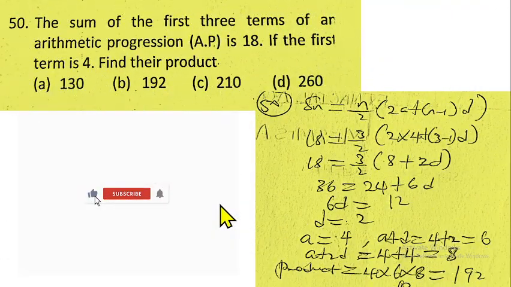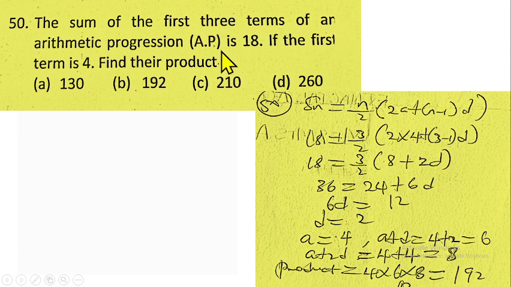The last question for the objective questions is on sequence and series, and it is from arithmetic progression. The sum of the first 3 terms of an arithmetic progression is 18. If the first term is 4, we have to find their product. So we want to find the product of all the 3 terms.